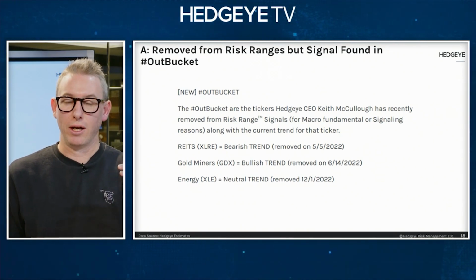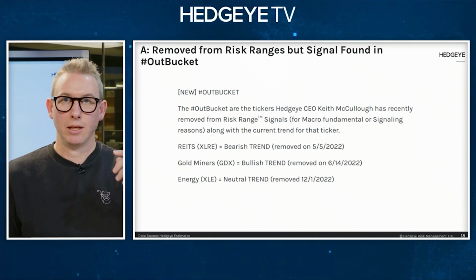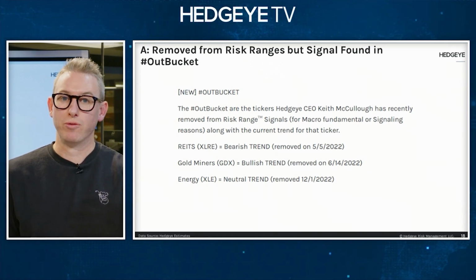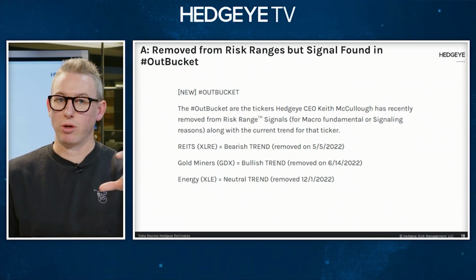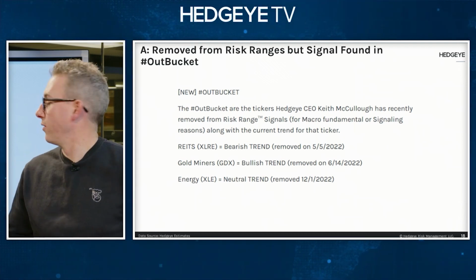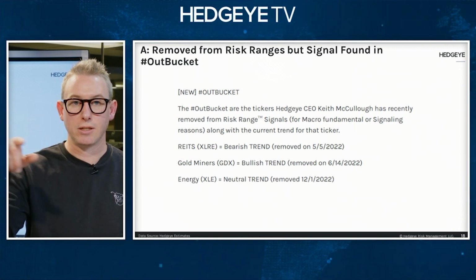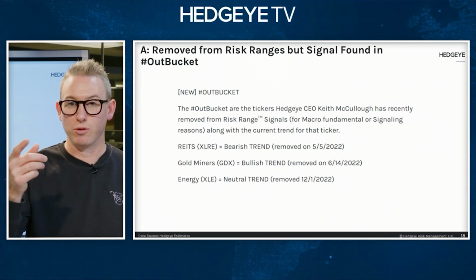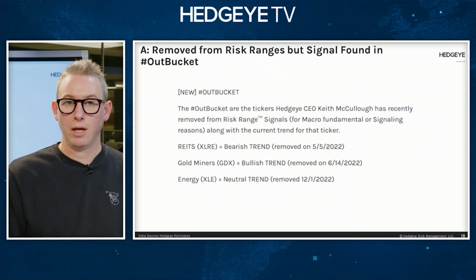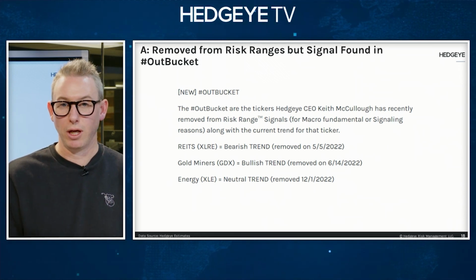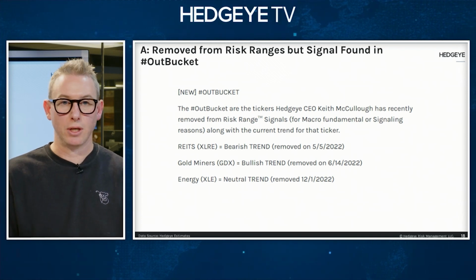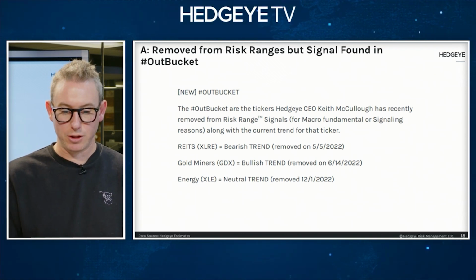That is where any asset that's been removed from the risk range product, Keith puts it down in the out bucket, and then he updates the trend, right? So you can see there that XLRE is bearish trend. It was removed on May 5th. Gold miners are there, GDX, so you can see it's bullish trend, and energy is neutral, right? So XLE was removed just a couple weeks ago on the 1st of December.